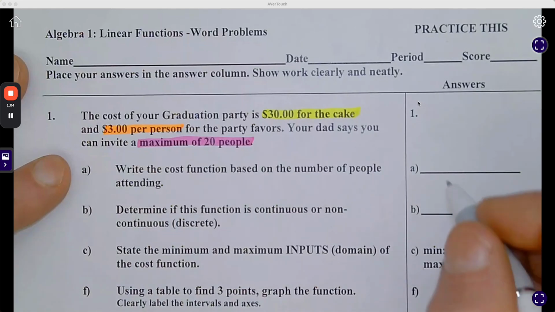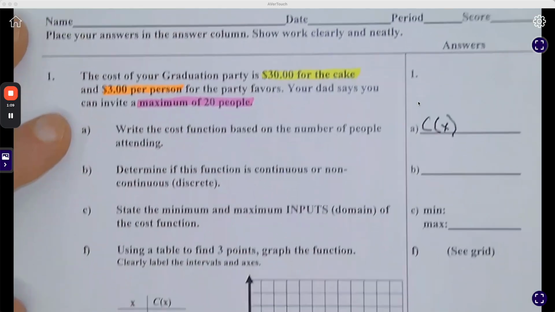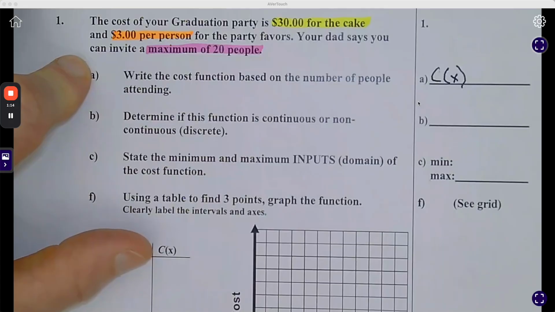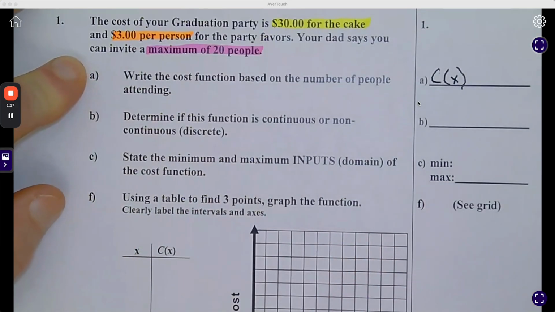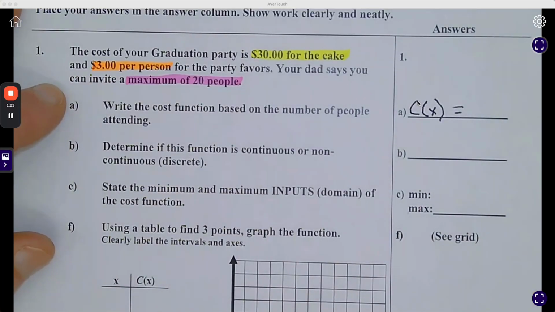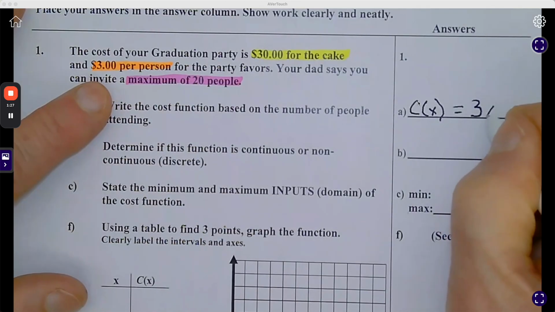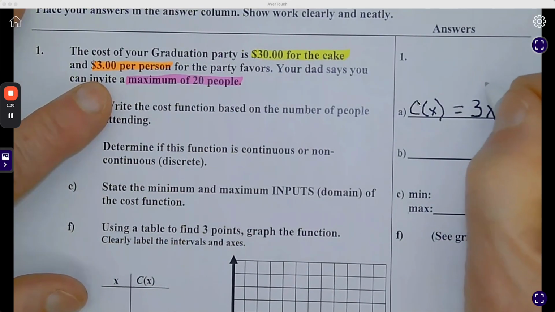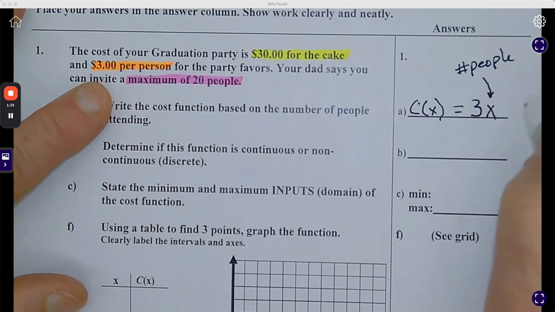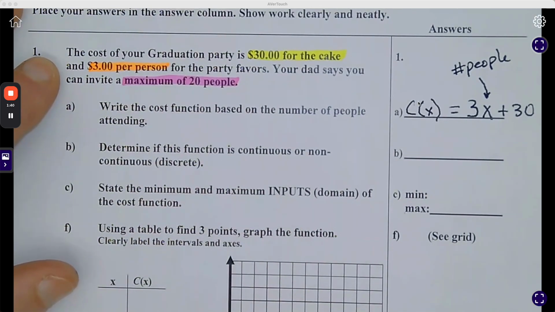Let's write a cost function. So I'm going to write a cost function, C of x. Notice I chose C of x because down here in the table, that was the name of the function, C of x. And also C makes sense for cost, right? Okay, equals. Now what does that equal? That equals the rate of change times every person that shows up. So x represents the number of people that show up, right? And no matter how many people show up, it's going to be $30 for that cake. So this is the cost of your party.